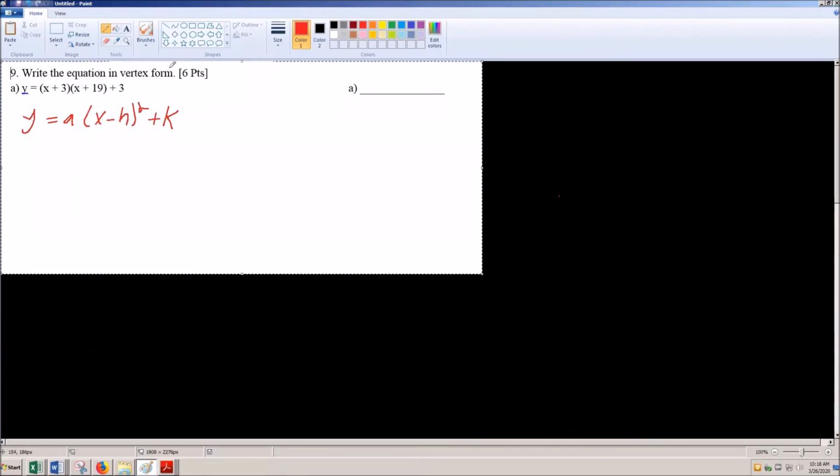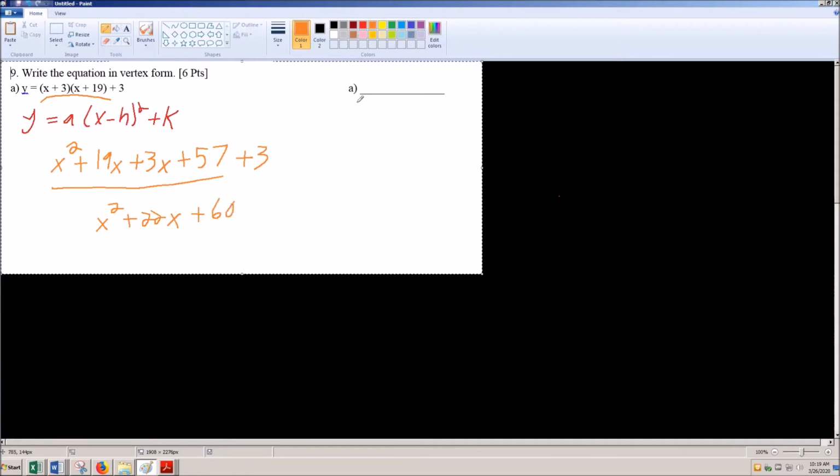The first thing I get is x squared plus 19x plus 3x plus, what do we get, 57? Plus 3. So this part comes from foiling these two things out. Now I'm going to combine my like terms, so I end up getting x squared plus 22x plus 60.